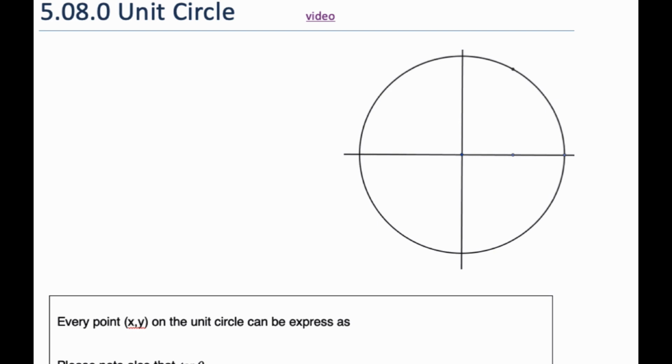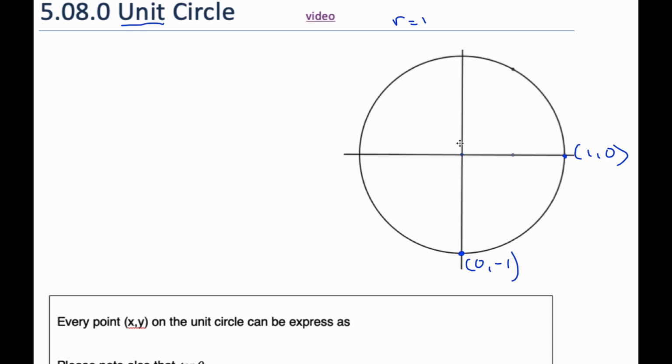Okay, so Mr. Rops here, and today we're going to talk about the unit circle. The key to a unit circle is it's a circle that has a radius equal to 1. So if that's the case, the center is going to go over this way. This is 1, so this is the coordinate point (1, 0). This one here will be (0, -1), and so on and so forth. So every line is worth 1.